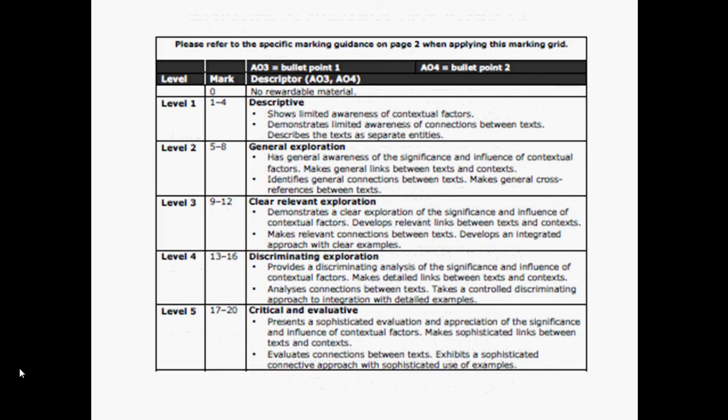Our other 2 bullet points, AO3 and AO4. So again, to achieve top marks, we're looking to make sure that you are sophisticated in the way in which you explore those significant contextual factors, and you want to make sure that you are evaluating your connections between your texts. So that means you are saying not just how they're similar or different, but why they are similar and different as well.